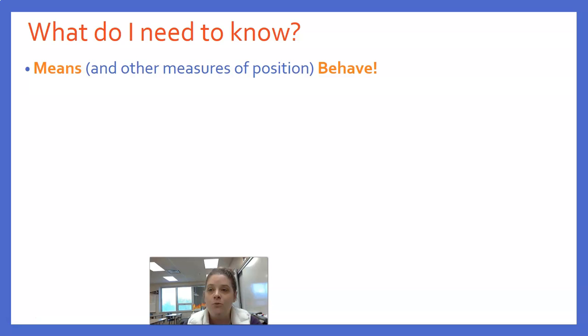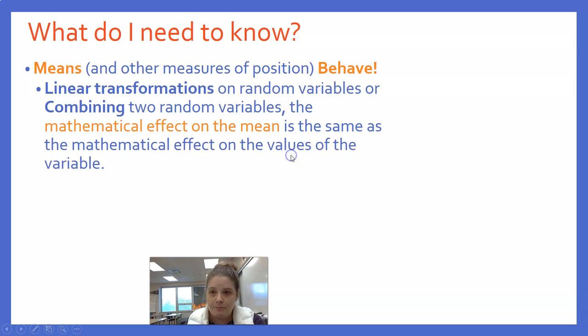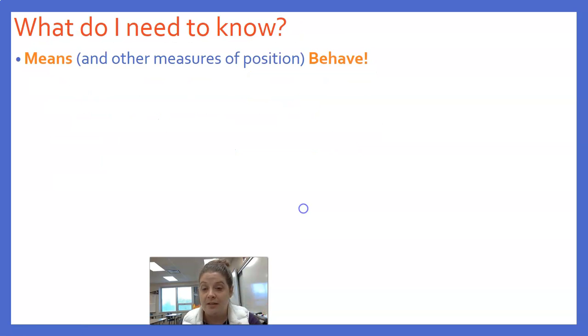All right, so what do I need to know? So first off, means and other measures of position. So any kind of measure of position, we're talking about the 25th quartile or the median, anything that tells you where something's at, the maximum, the minimum, mean. Measures of position behave. That means we're talking about linear transformations on random variables or combining 2 random variables. Whatever the mathematical effect on the mean is going to be the same as the mathematical effect on the values of the variable. So whatever you're doing to the variable, the mean behaves in kind.